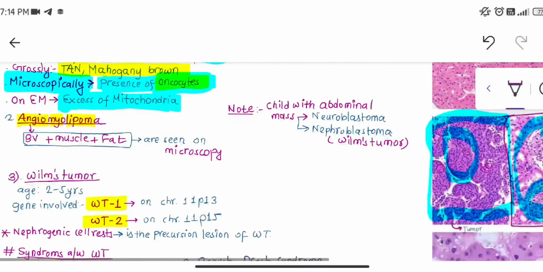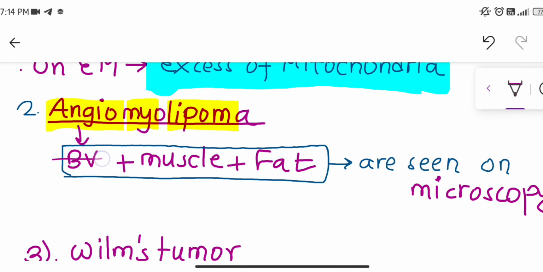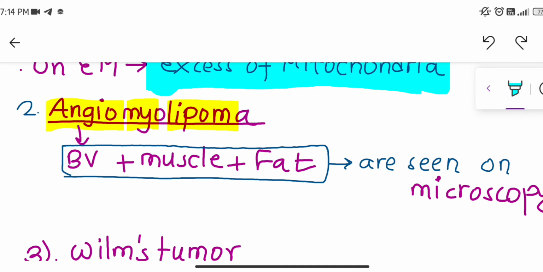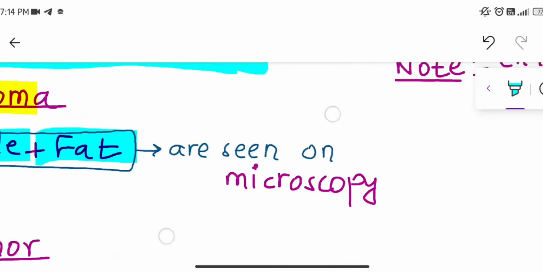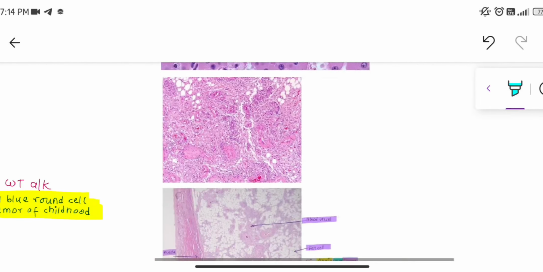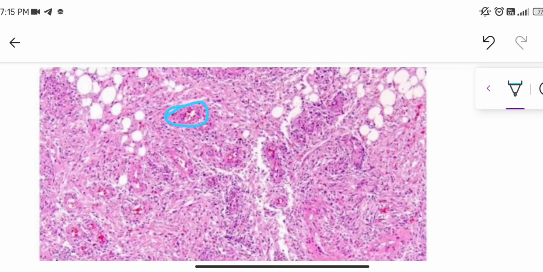Next tumor that we have now is angiomyolipoma. I have already said that angio means blood vessel, and next we have the muscles. Myo means muscle, lipoma means fat. So in the microscopy you can see the presence of three things. First, you can see the presence of the blood vessels. So there is proliferation of the blood vessels; they are present in large number.